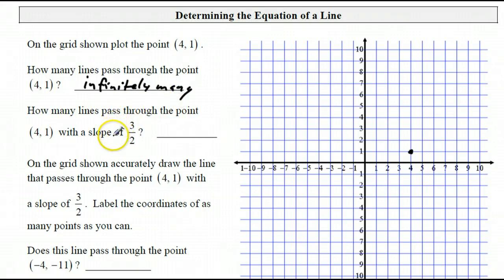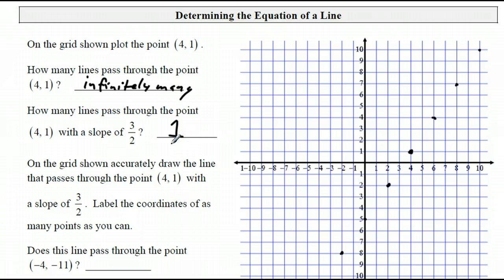How many lines pass through the point 4, 1 with a slope of 3/2? Well, if we do that, 1, 2, 3, 1, 2, and I like to go both ways, so 3 down and 2 left, 3 down, 2 left, 3 down, 2 left. I would say that there is only one line that passes through the point 4, 1 with a slope of 3/2.